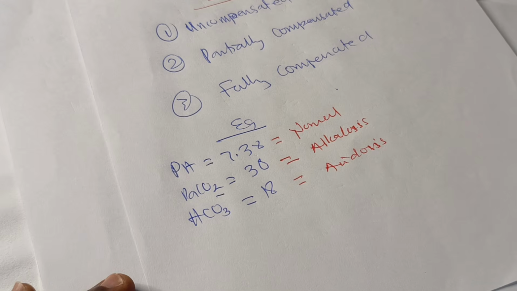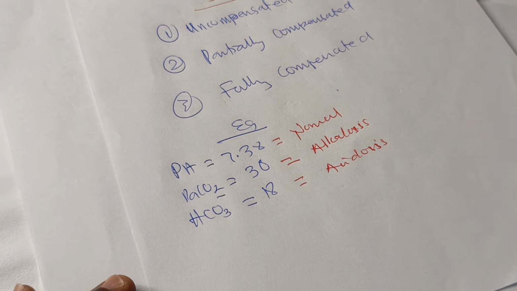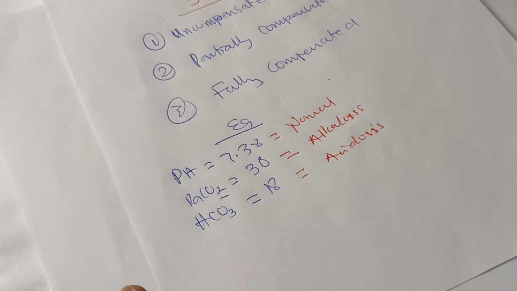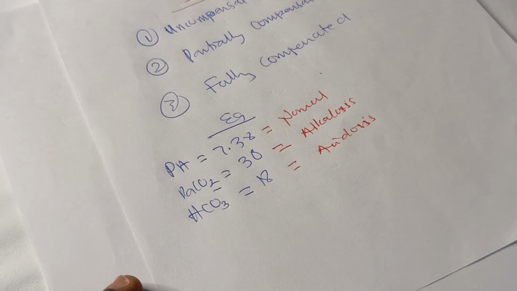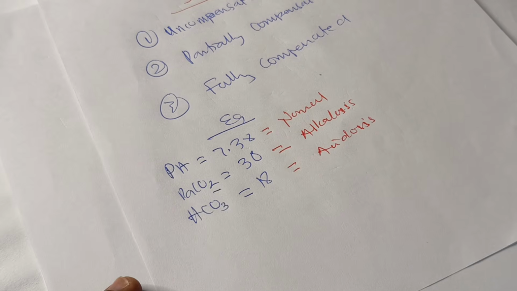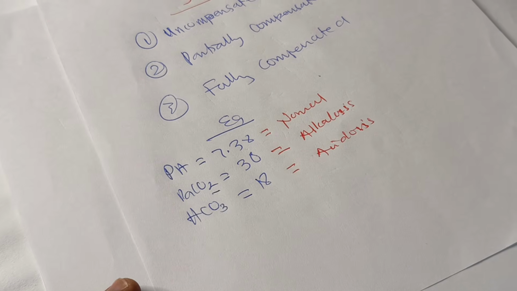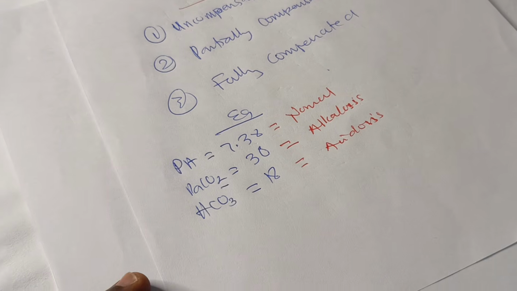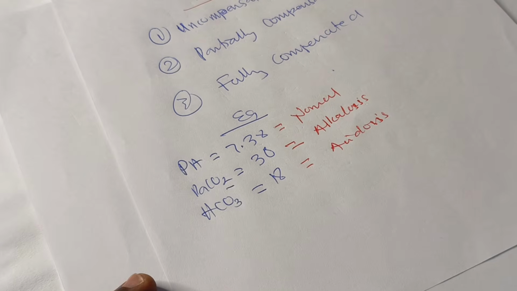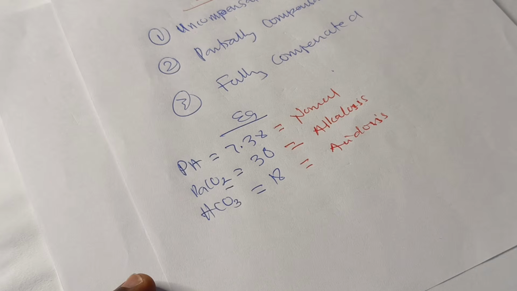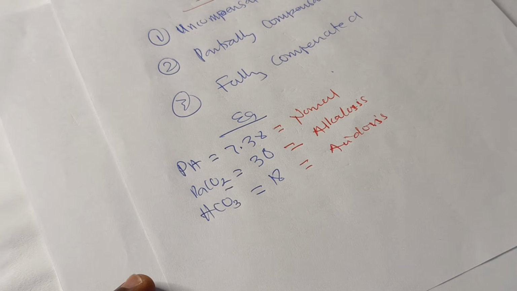Yes, somebody has compensated. Now, the problem here is how to know the original problem. What actually caused the problem before it was compensated? That's what we will now be looking for. Are you getting the point? So this one, you have to check to know who caused the problem before it was compensated. You have to check whether the pH is leaning towards acidosis or alkalosis.